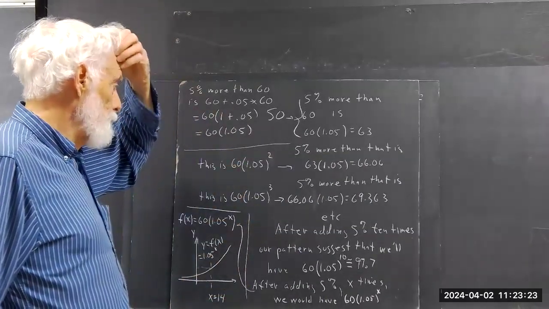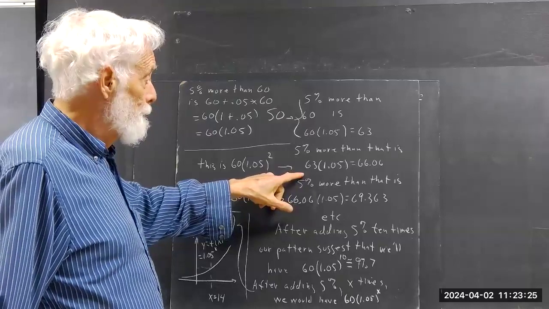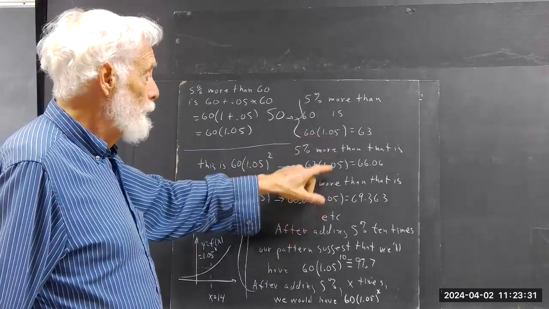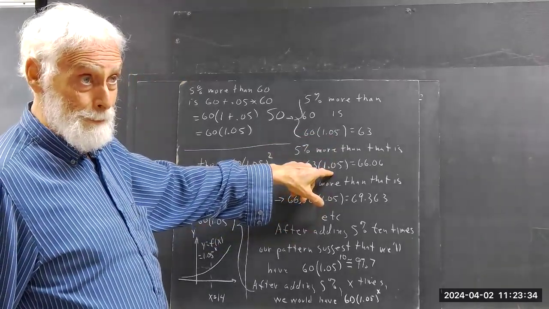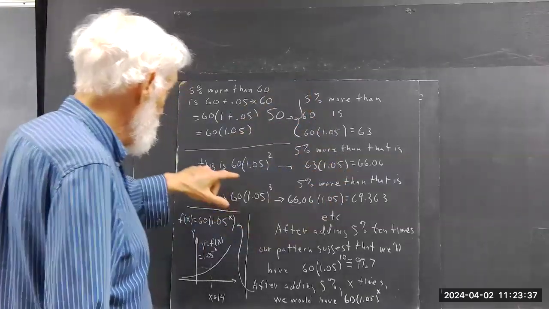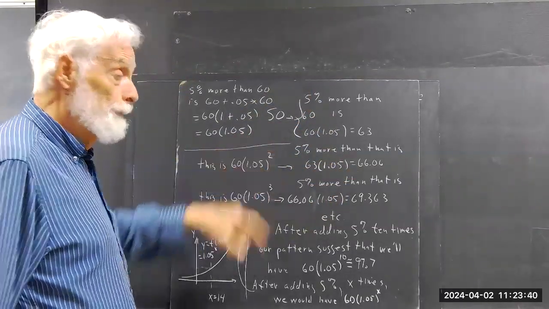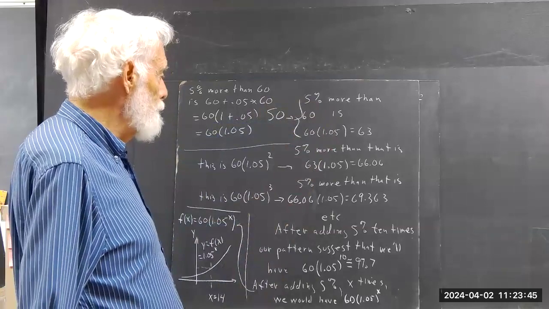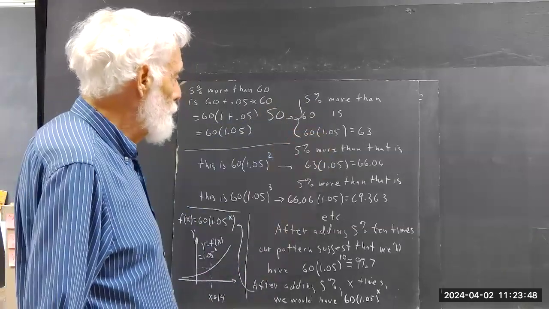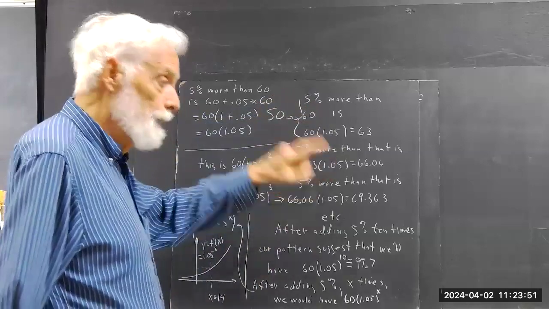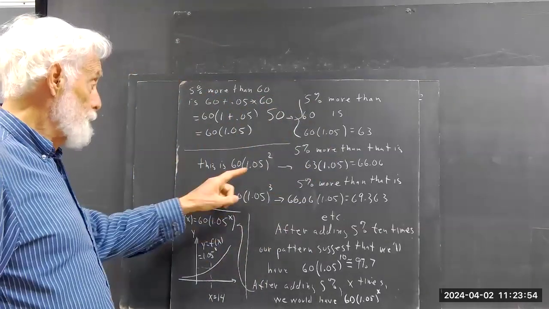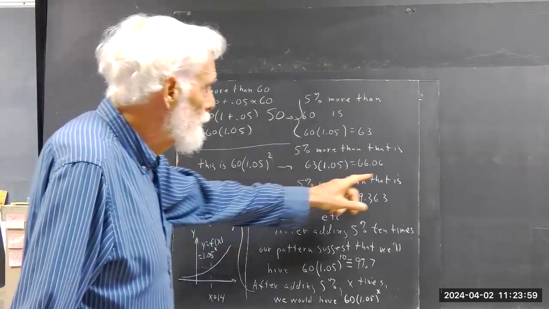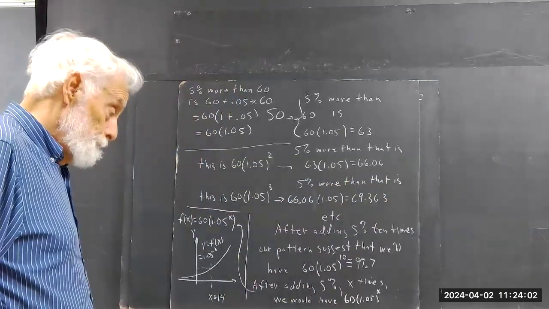Now, the thing I want to observe is, where did 63 come from? 63 came from multiplying 60 by 1.05, and now we're multiplying by 1.05 again. That means this is the same thing as doing 60 times 1.05 squared. 63 has a 60 times 1.05 in it. And if we multiply that by 1.05, we have 60 times 1.05 times 1.05, which is 60 times 1.05 squared.